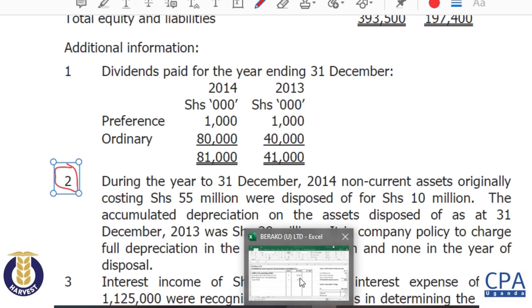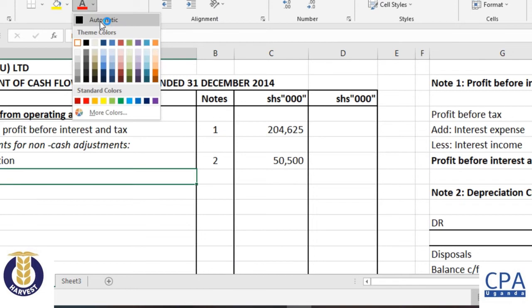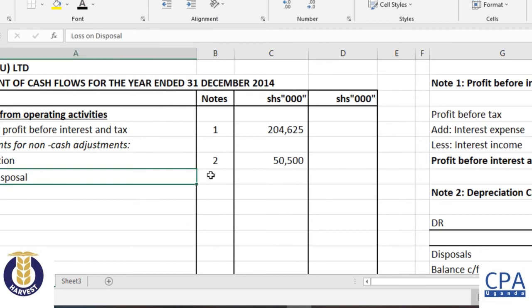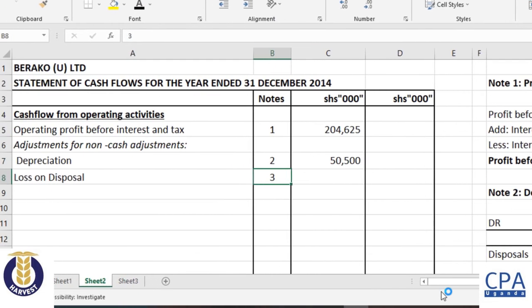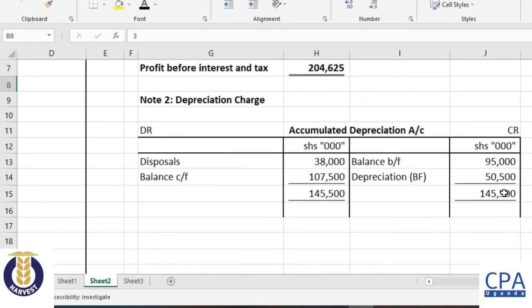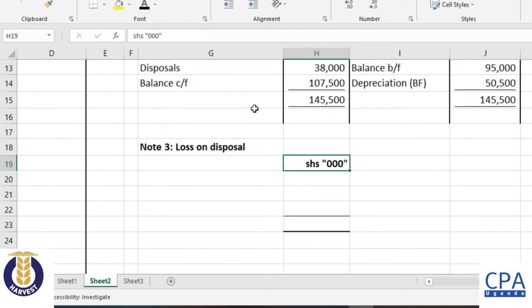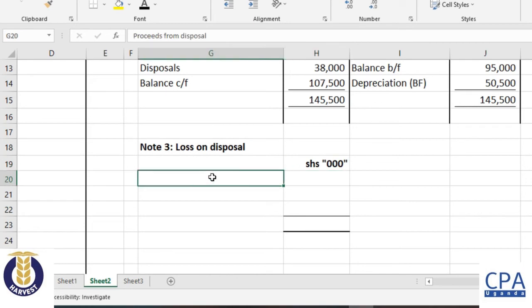If I take you back to my computation schedule, you see that I managed to compute that, and that gave us a loss on disposal. So in note number 3, I will demonstrate how that loss comes about. I'll bring in my note number 3 right here, and of course shillings are in thousands. Now, to compute a gain or loss on disposal, we begin by recognizing the proceeds from disposal.